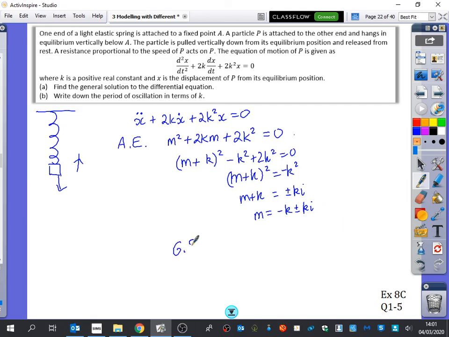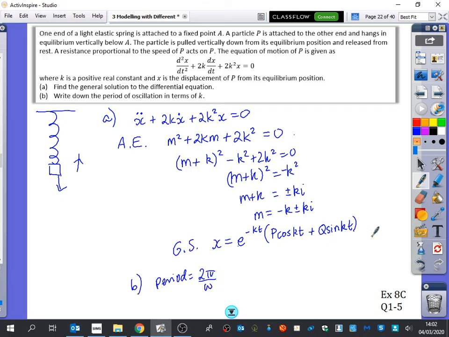Which means that the general solution is x equals e to the minus kt, times A cos kt plus B sin kt. Nice. Okay, so that's the general solution. That's part A done. Part B says write down the period of oscillation. Do you remember how you find the period of oscillation? Period is 2 pi over omega.